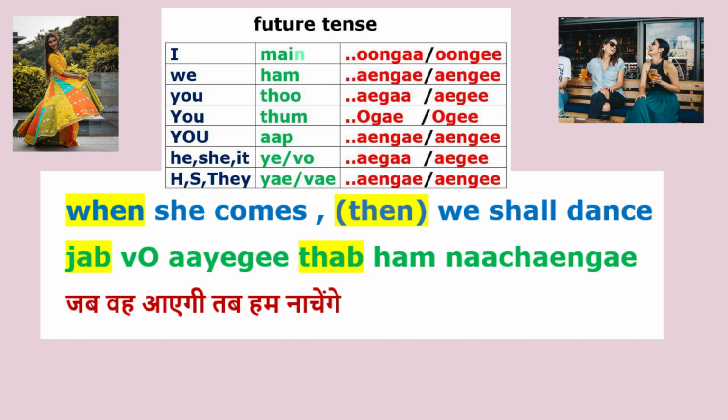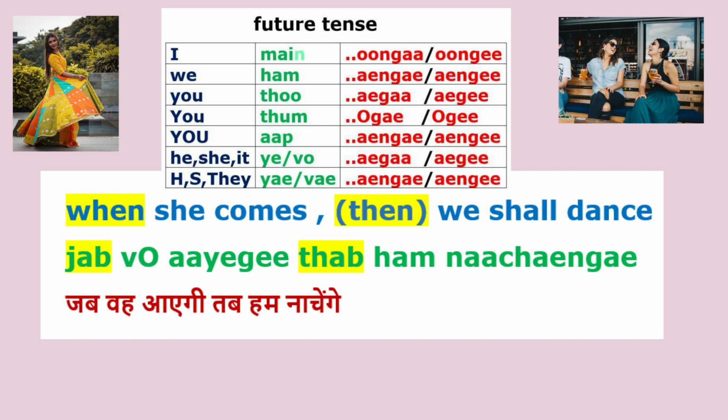तब हम नाचेंगे. So when she comes, jab wo aayegi, that is at the time when she comes, will dance. Tab, so at that time, then. So when she comes, then we'll dance. So jab wo aayegi, tab hum nachenge.